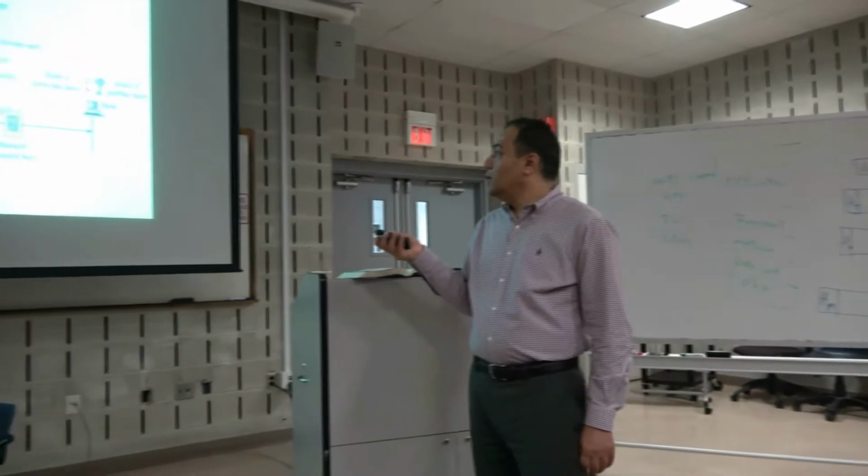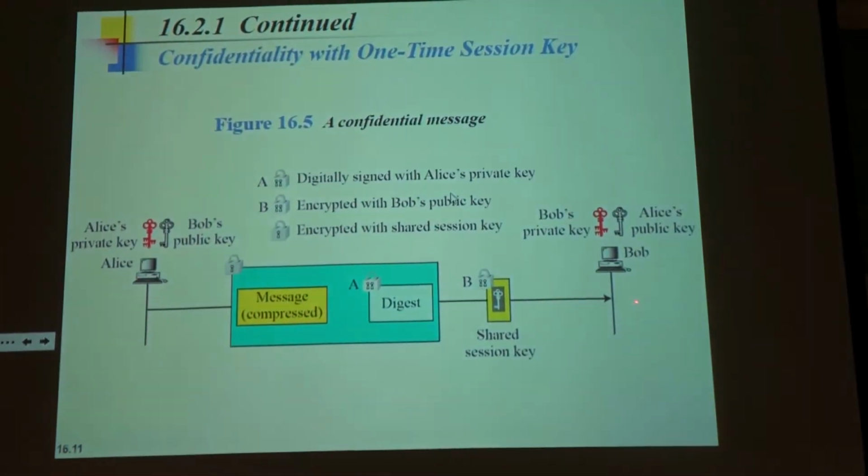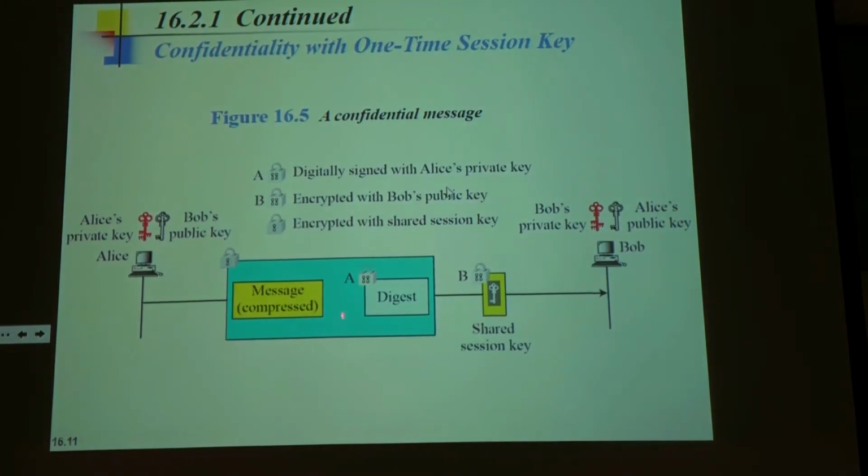So number one, we create the digest with the algorithm agreed upon between Bob and Alice. Number two, the digest, we don't send it as plain. We encrypt it, or we digitally sign it with Alice's private key, and Bob can use Alice's public key to read it. Then we compress the message. We put them in one box together. Everything we do with it, we encrypt with the shared key.